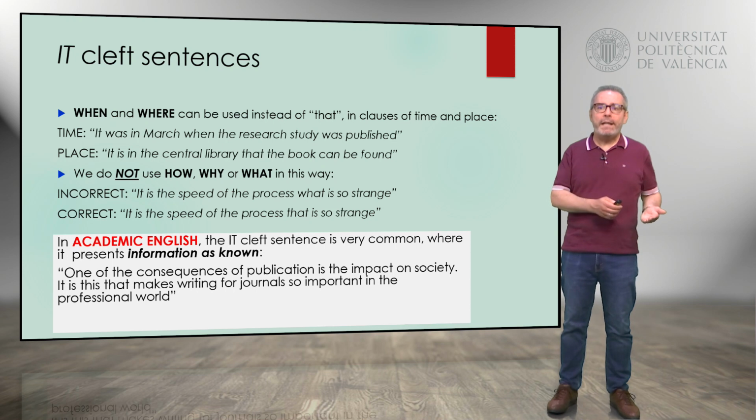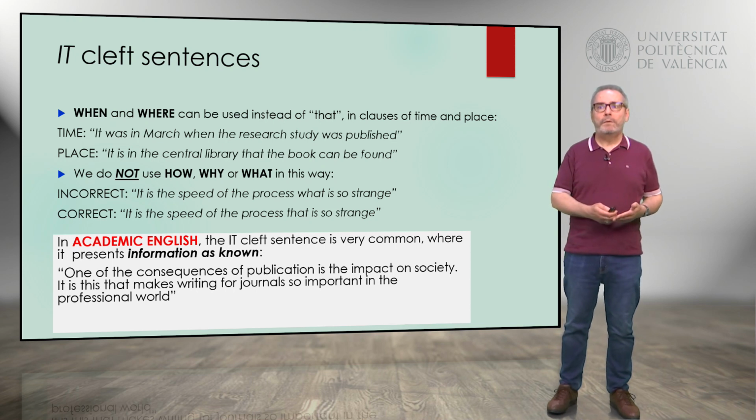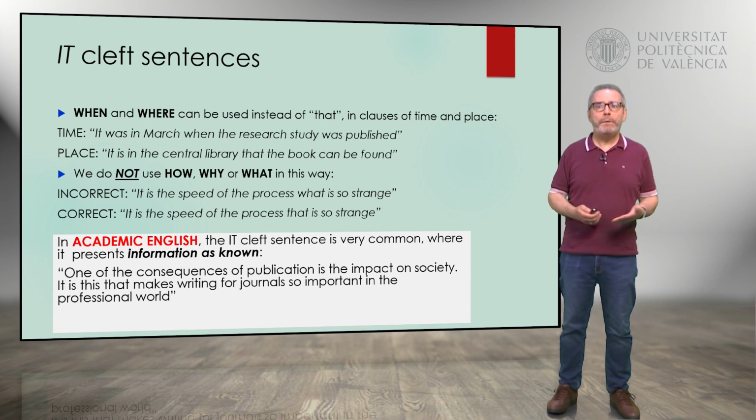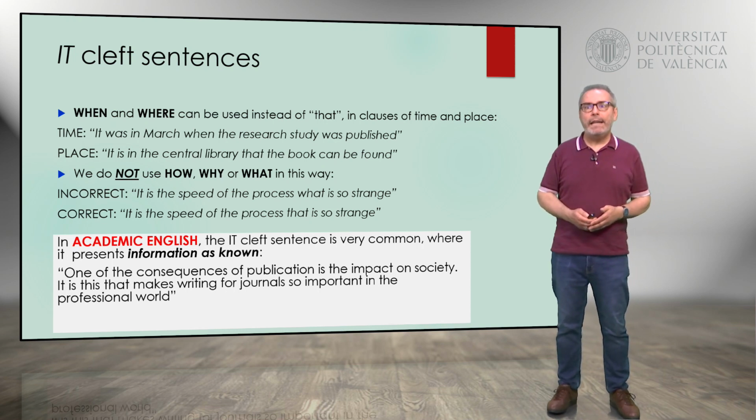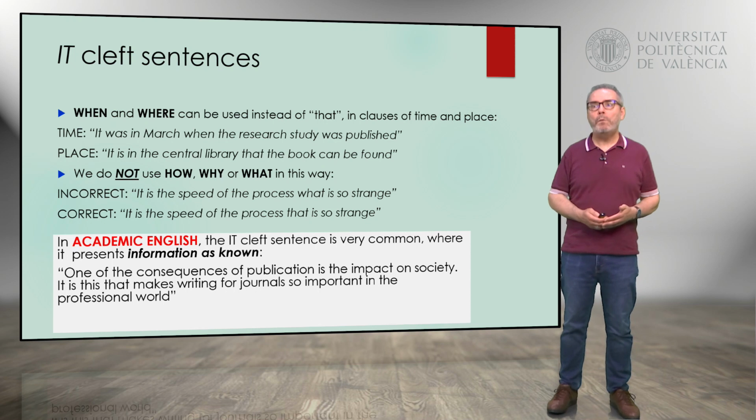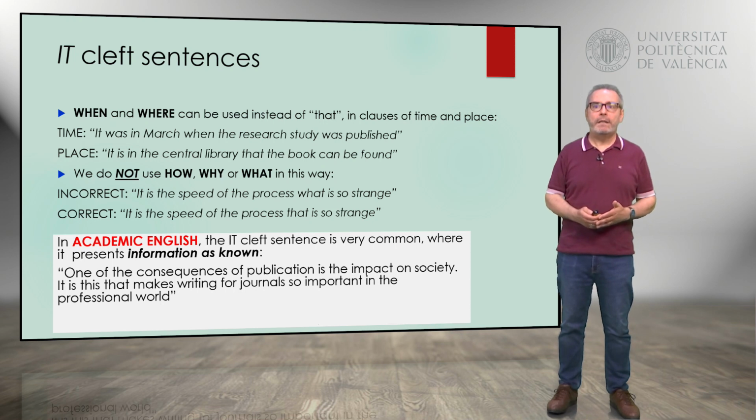And we do not use in these examples, in this case, how, why, or what. It would be incorrect to say, it is the speed of the process what is so strange. Alternatively, we would use the correct sentence. It is the speed of the process that is so strange.